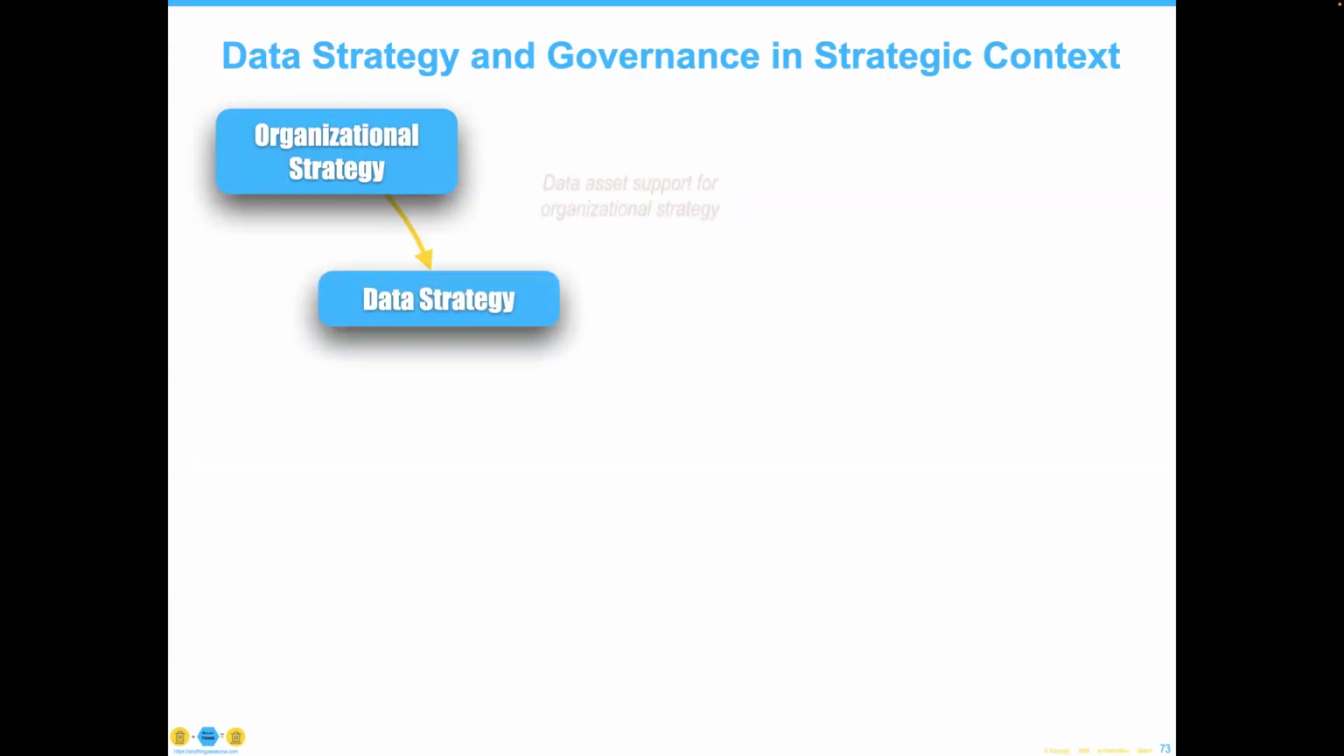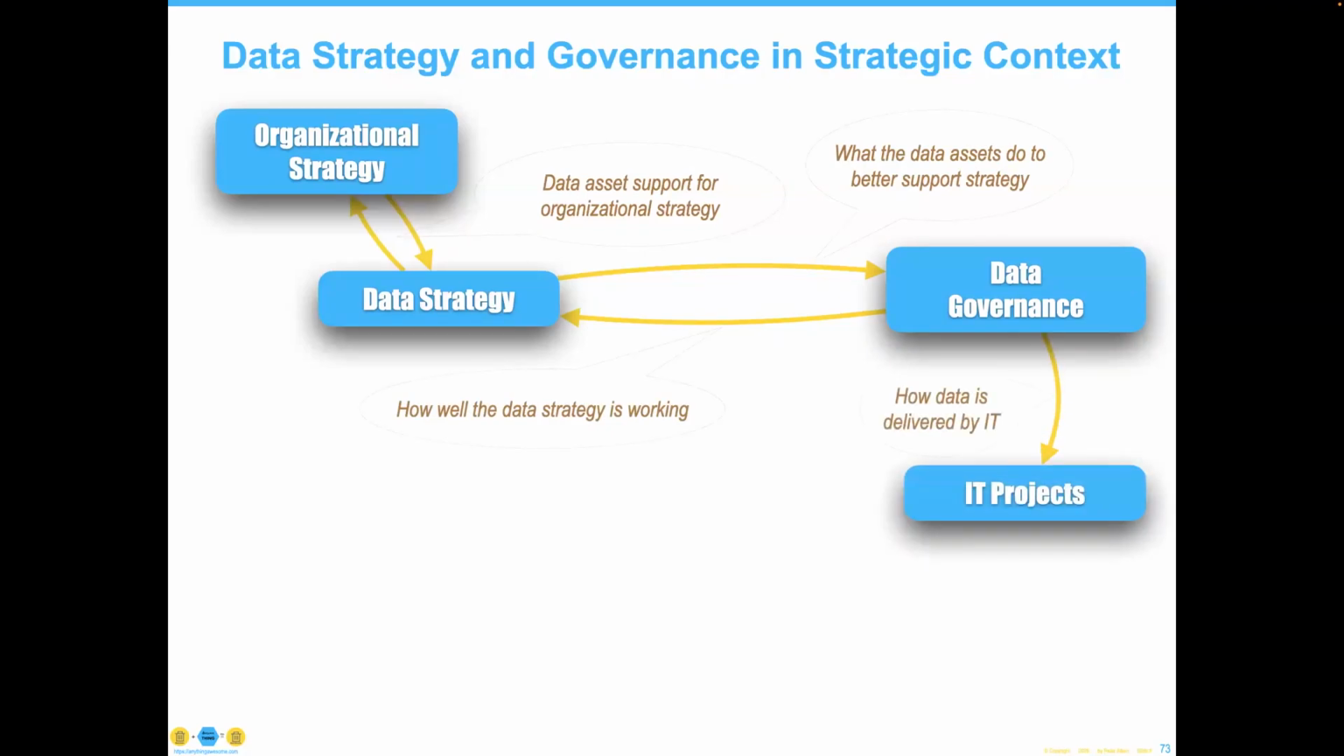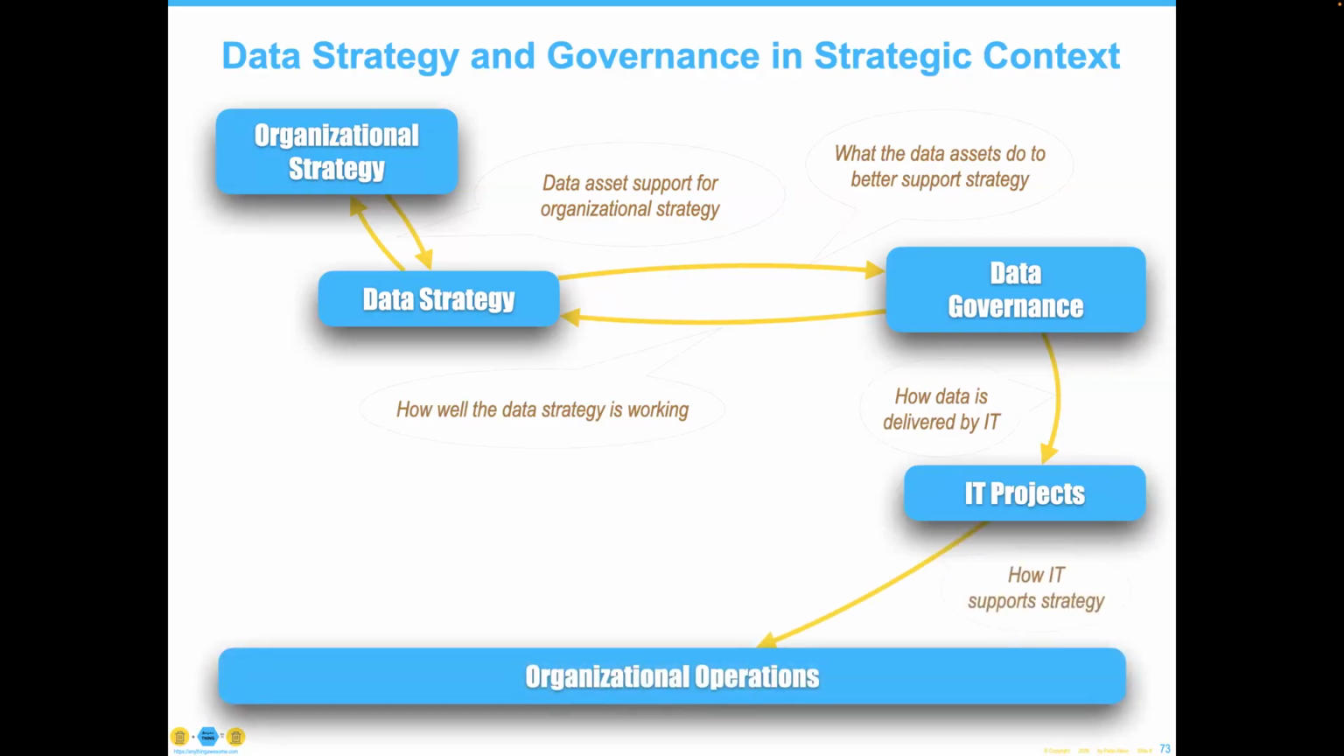The other thing I would avoid doing is trying to get it too complex. You need simple messages. Data strategy supports the organizational strategy. The data strategy tells the data governance effort how well and what data assets need better support in order to do this. Data governance then works with IT for delivery pieces. And again, IT supports strategy. So we have some feedback loops on there and things like that.